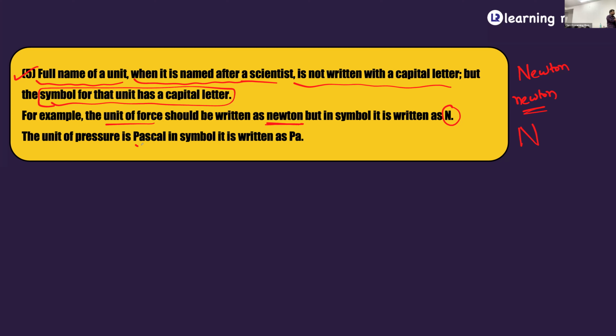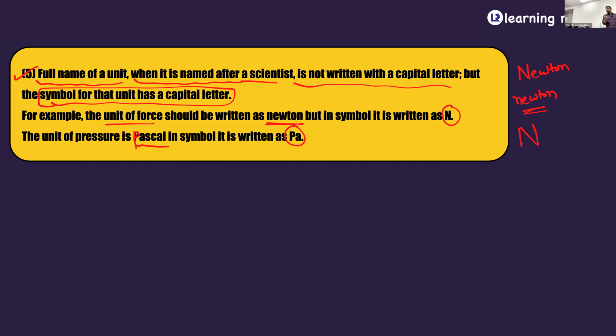So how do you write it? It is pascal, but you start with a lowercase. You should not put it in capital. You put it in lowercase, pascal, and its symbol is written as Pa. The dot is not a part of the symbol, it's the end of the statement.